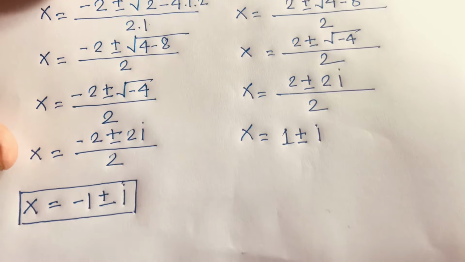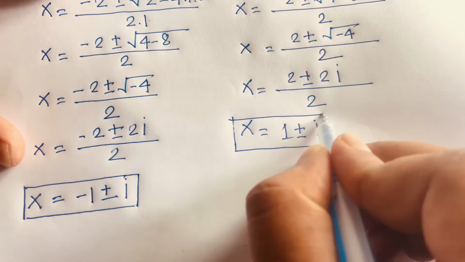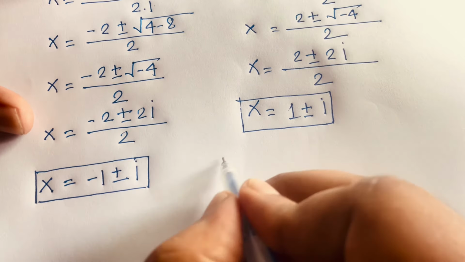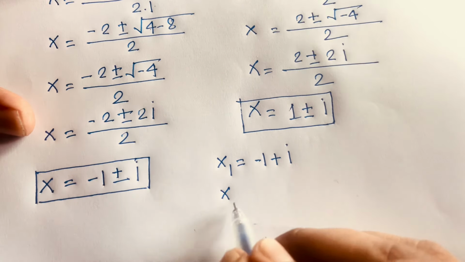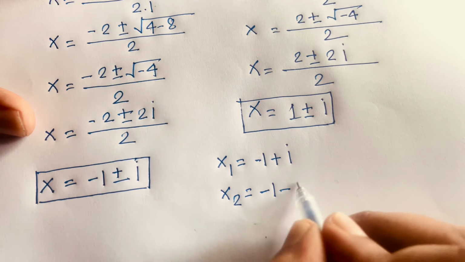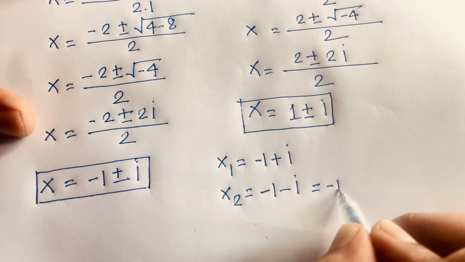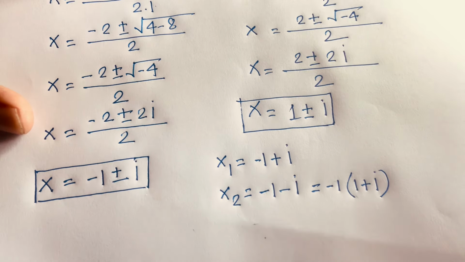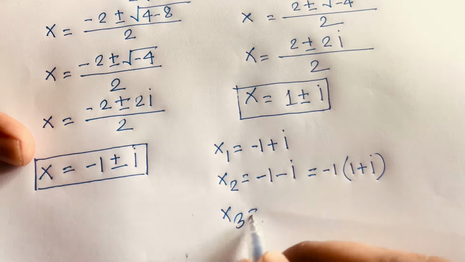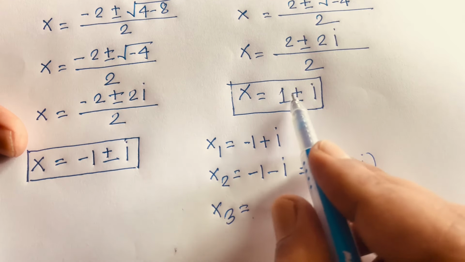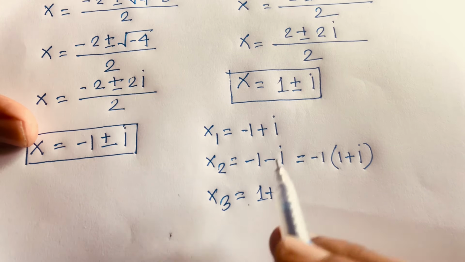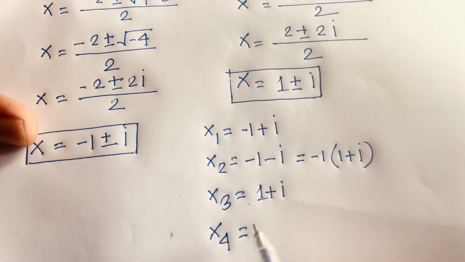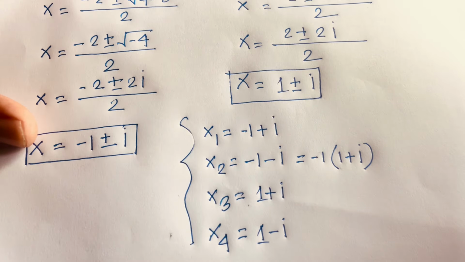Now we'll find the other answers. Our final answer is x1 is equal to minus 1 plus i, x2 is equal to minus 1 minus i, x3 is equal to 1 plus i, and x4 is equal to 1 minus i. So this is our final answer.